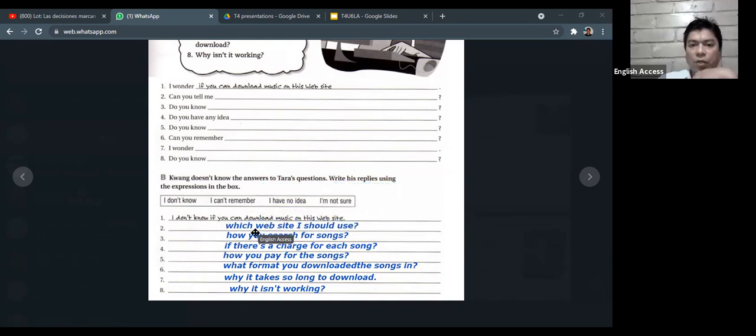I don't know which website. Here we change it from I to you. Now this is a personalized answer. I don't know which website you should use. And we have a period at the ending of the sentence. Next, number 2, I can't remember, or I have no idea how you search for songs. We eliminate the question mark.